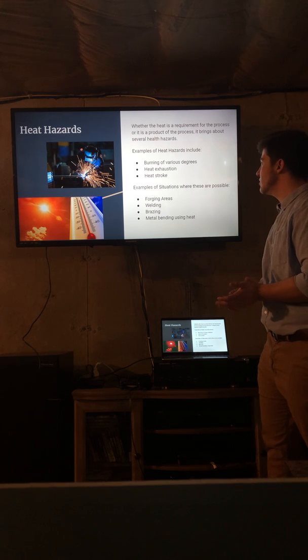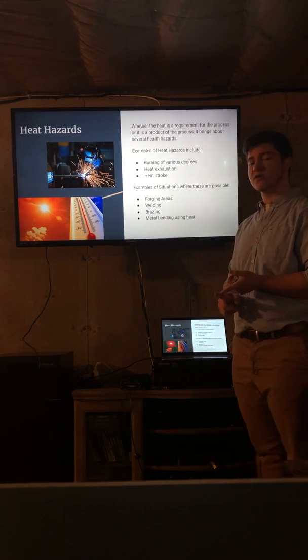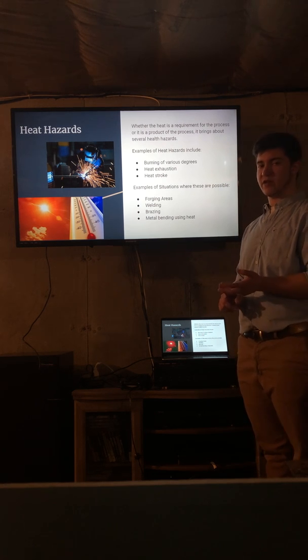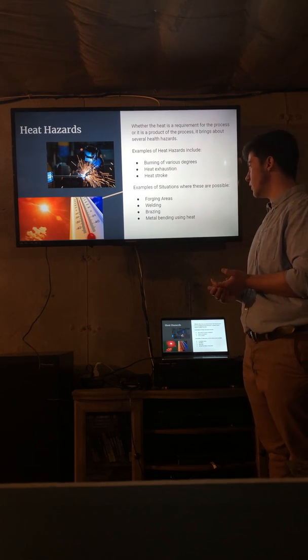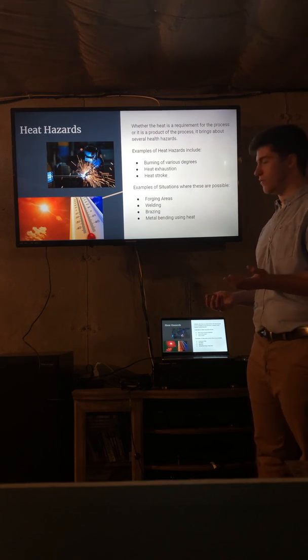So examples of these situations where these are possible are forging areas, welding areas, brazing areas, which is kind of hand in hand with welding, or any metal bending that's using heat instead of just blunt force.